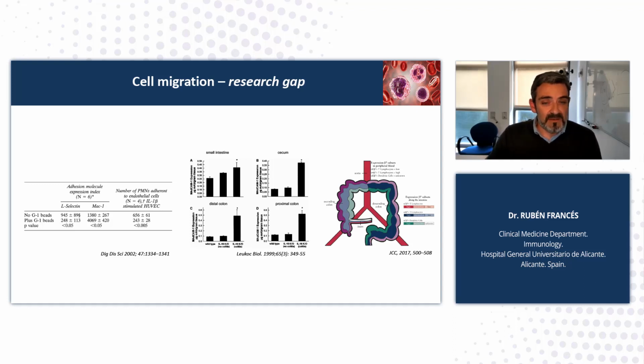Well, regarding cell migration, there are not many studies evaluating the role of GMA treatment on cell homing markers. This one, for instance, showed that the expression of L-selectin was significantly decreased after the use of beads, and in consequence, the number of PMN cells adherent to endothelial cells in culture was also significantly reduced. This is kind of indirect evidence of the effect of GMA treatment on cell homing markers.